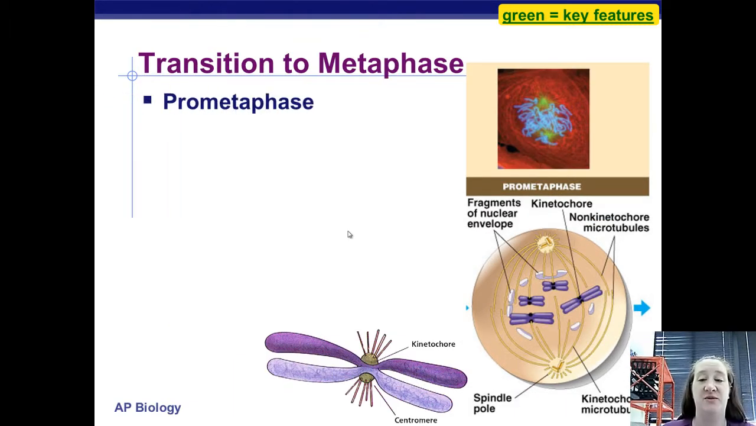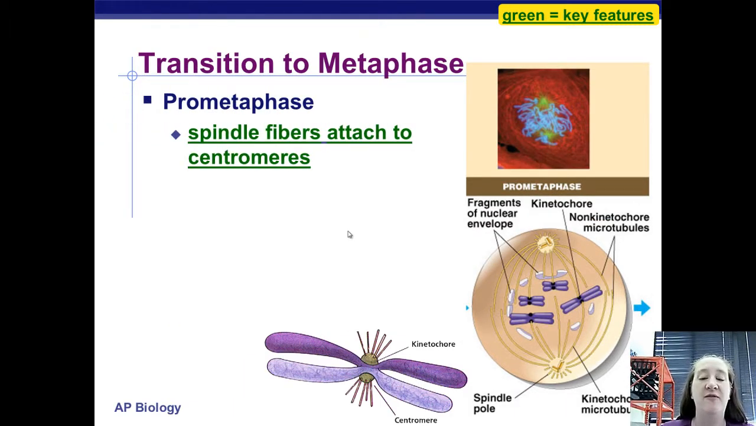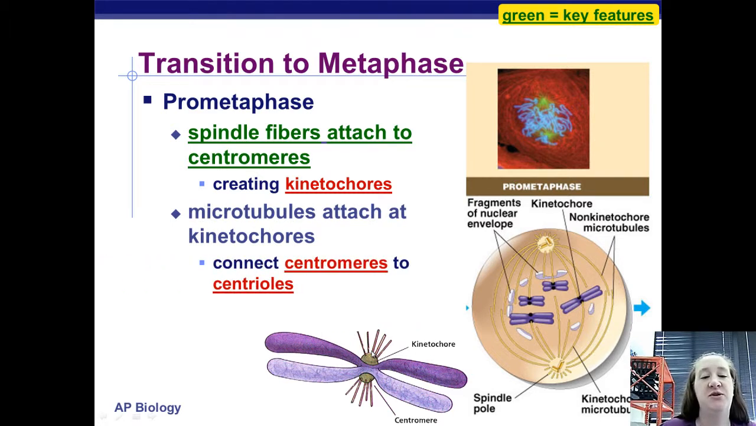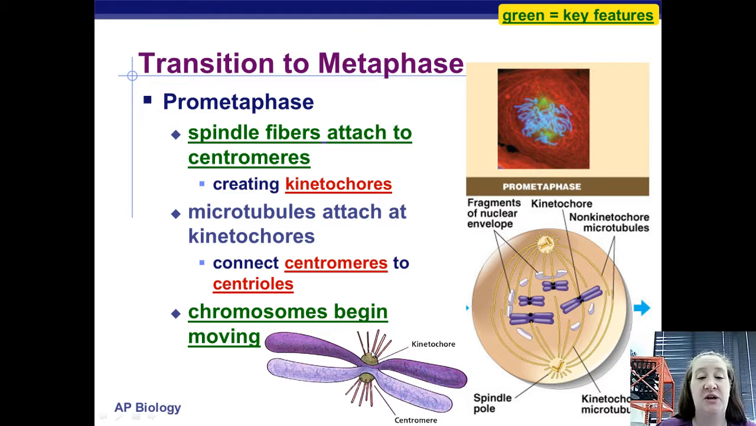All right, then there's prometaphase, which is the transition to metaphase. In prometaphase, the spindle fibers actually attach to the centromeres of the chromosomes and will then start moving them into locations. They attach to the centromere and form the structure called a kinetochore, which is just really the site of attachment, connecting centromeres to centrioles. And the chromosomes are going to start being moved to a specific area. So in prophase, the chromosomes become visible. Prometaphase is when the spindle fiber actually attaches.